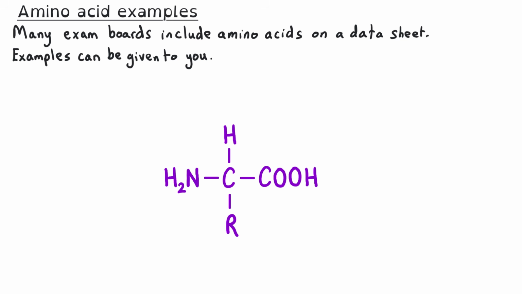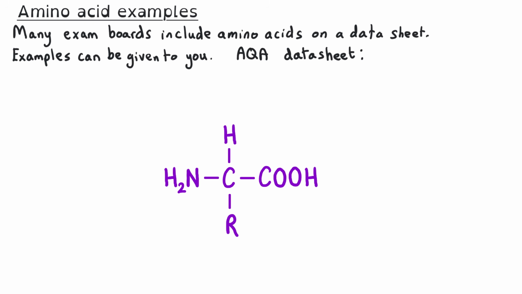You need to know the general structure and bonding in amino acids, but you don't need to memorize any examples. Many exam boards, for instance AQA, include examples of amino acids on a datasheet inserted into the paper. Sometimes examples can be given to you as part of the question itself.